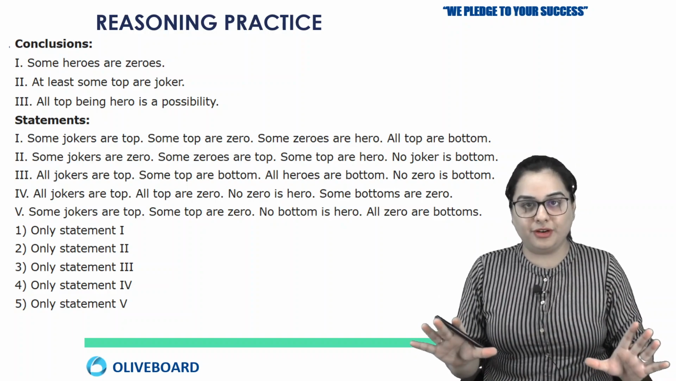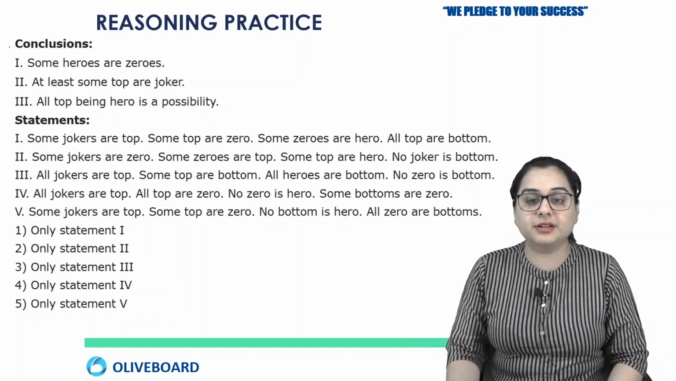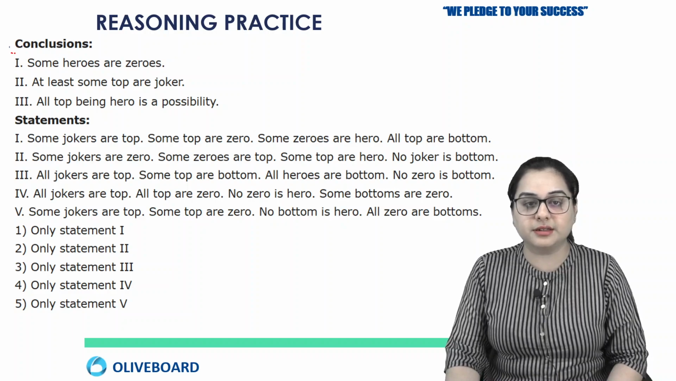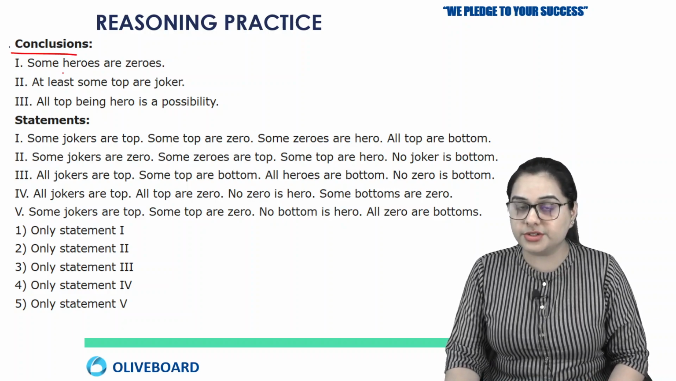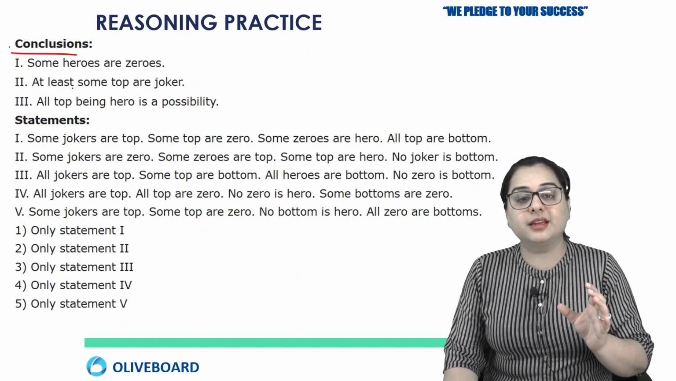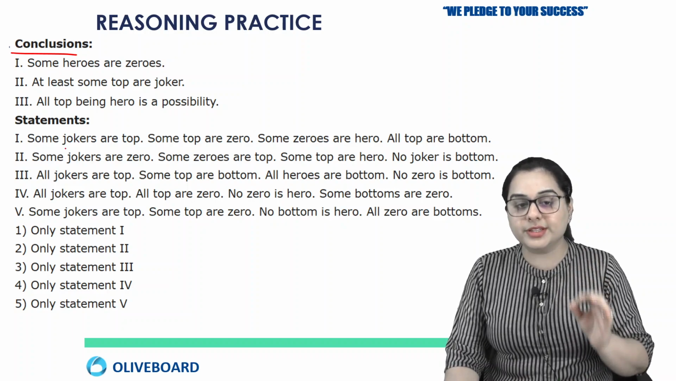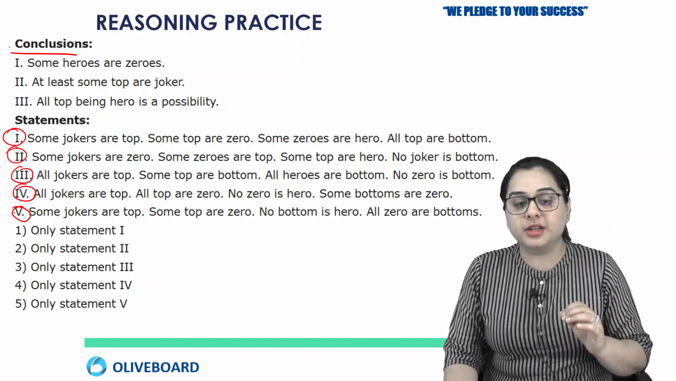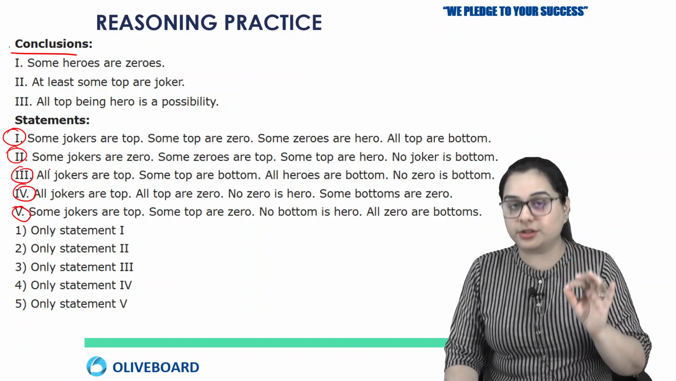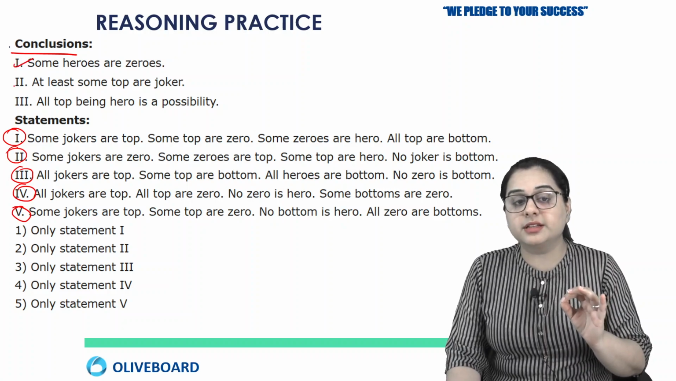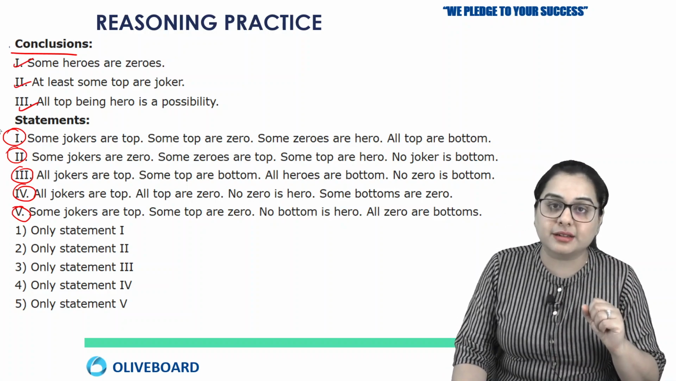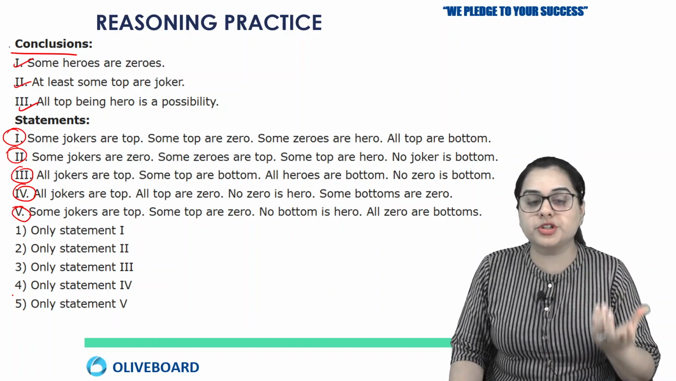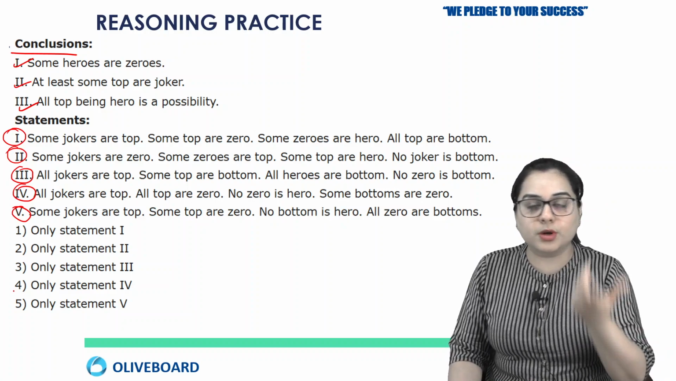Now this is the whole format, where you have the conclusions in the question. These are the 3 conclusions given, and he's asking in which option out of these 5 sets of statements, which set of statements is going to make these 3 conclusions correct. So these are the options number 1, 2, 3, 4, 5. So what can be done?